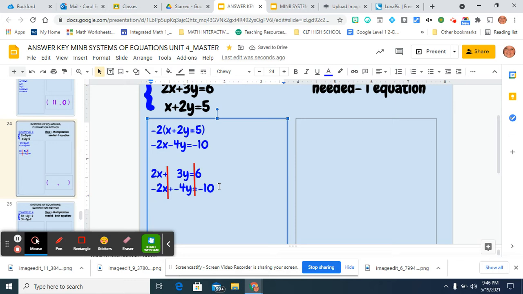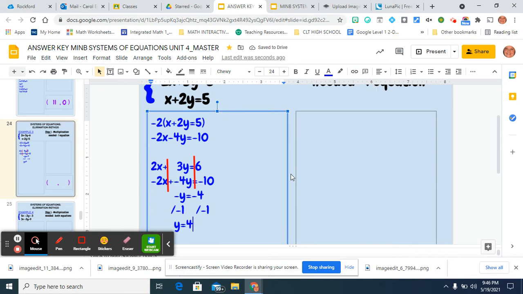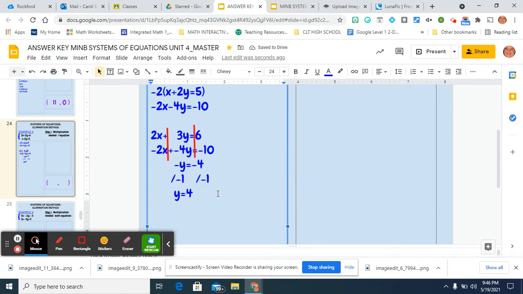2x plus negative 2x is going to create a 0. So that's going to eliminate, leaving me with 3y plus negative 4y, which gives me a negative 1y equals 6 plus negative 10, which is negative 4. Of course, I want to know the value of y, not negative y. So I can multiply or divide both sides by negative 1. And I'm going to wind up with y equal to positive 4. And so that's me solving for the first variable.